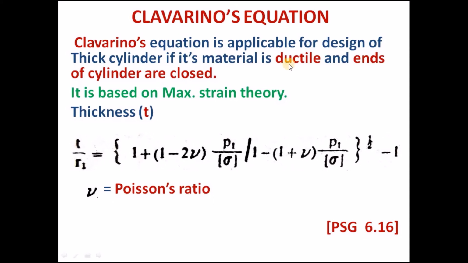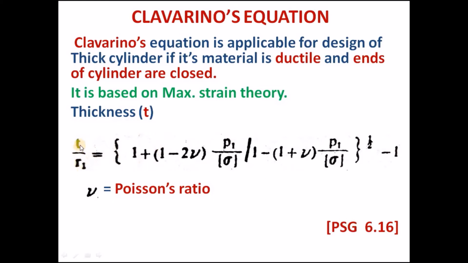If the material is ductile and both ends of the cylinder are closed, that is the condition. The material should be ductile and both ends closed. In that case, we use another equation, Clavarino's equation. Clavarino's equation can be used. This is also available in our PSG data book.